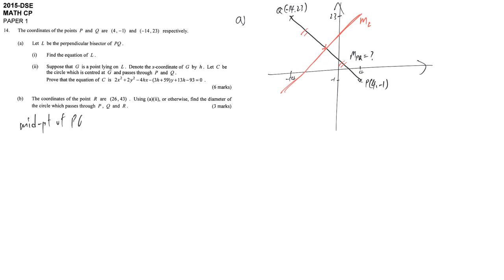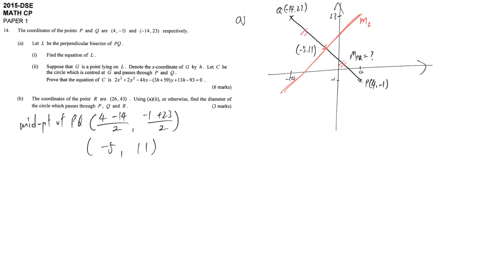To do this, the first mission is to find the midpoint here. The midpoint of PQ is equal to their coordinate average. The x coordinate average is (4 + -14) over 2, and the y coordinate average is (-1 + 23) divided by 2, which is -5 and 11. We find the midpoint is (-5, 11) here.